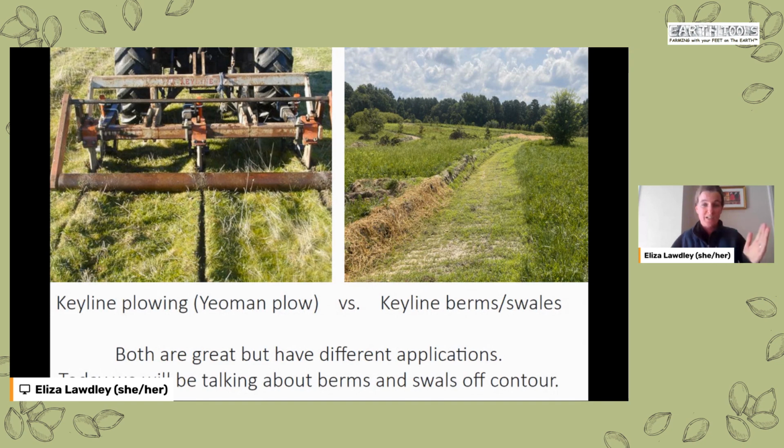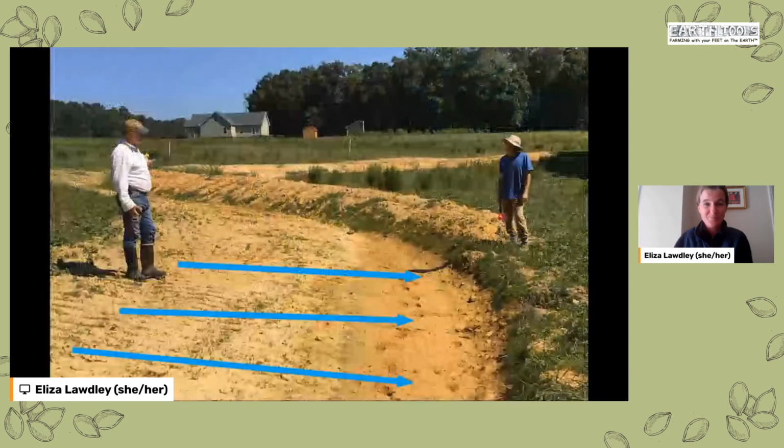So keyline plowing and keyline berms and swales are both amazing tools. They can be used together. Often they are. But today we're really going to be talking about the berms and swales, which are going to be off contour instead of the plowing. So if folks have questions about plowing, I'd be happy to email and talk about that.